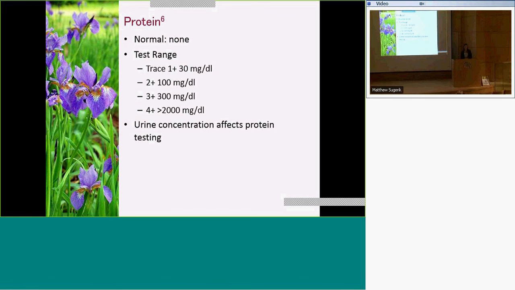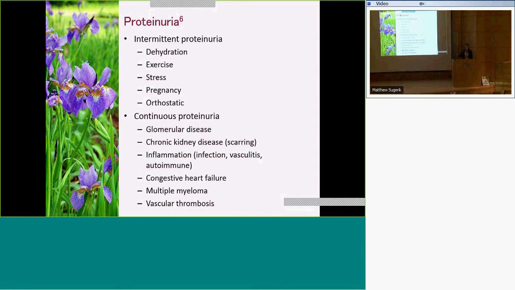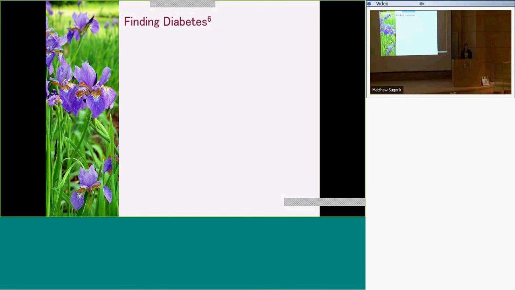How concentrated the urine is can affect the protein, meaning that if there's very highly concentrated urine, there may be a reading that there's protein that isn't really there. And then very alkaline urine can also cause a false positive. We won't talk about this, but there's lots of reasons to accidentally catch intermittent proteinuria. Pregnancy would obviously be a surprise. And then continuous, now you're talking about real pathology, and these kids are being managed by someone else in addition to you. How do you find diabetes?